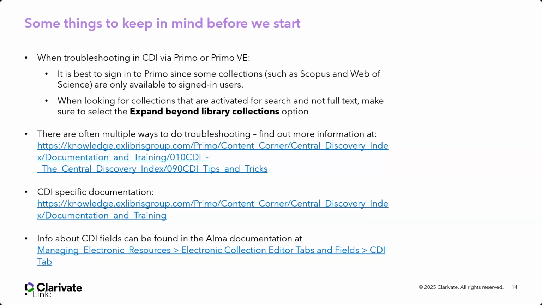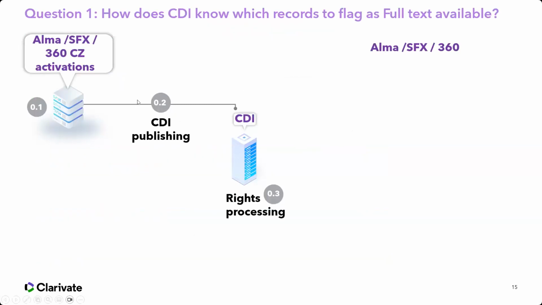For example, all the CDI related filters and fields that you could see in your collection editor and in the advanced search are documented in the ALMA documentation, and there's links here. Okay. All right, so let's now start with the real questions.